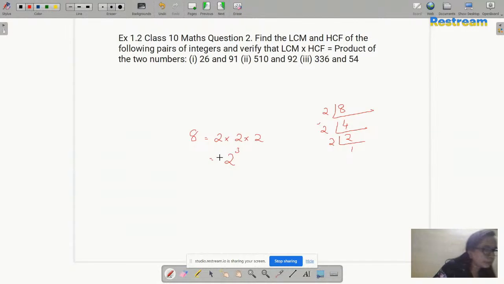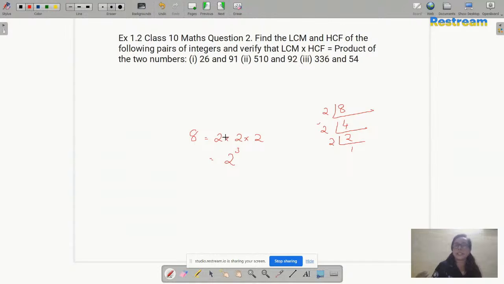Can you see the board? 2 cube. So 8 can be factorized as the product of primes, that is 2 multiplied by 2 multiplied by 2, that is 2 cube. So this is known as the fundamental theorem of arithmetic.